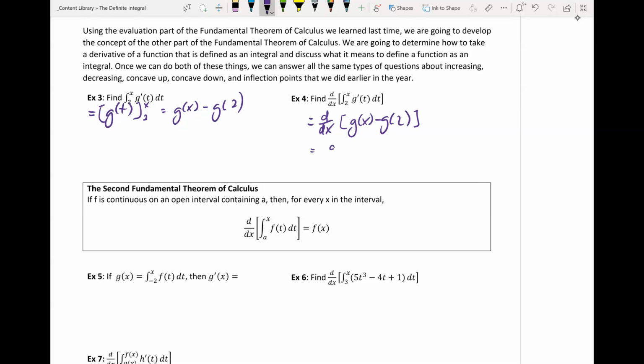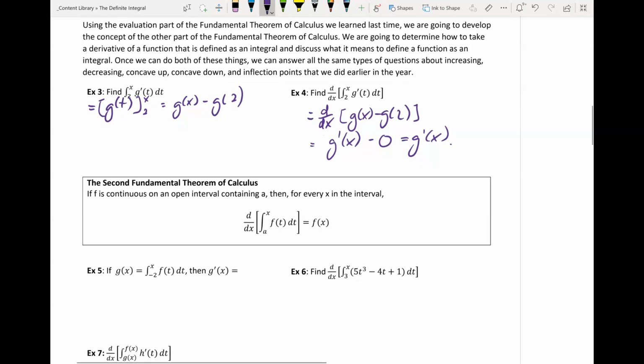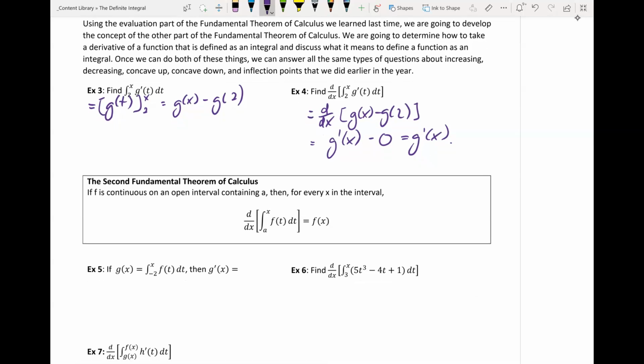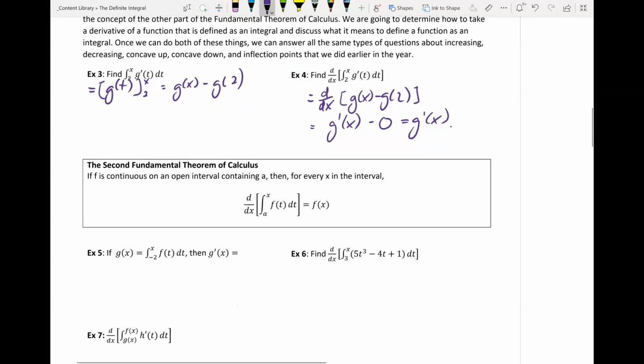So this is going to be g prime of x minus, this would just be a number because we're evaluating it, so it's going to be 0 once we take the derivative. So we're just left with g prime of x. With what we just did, we can create a second fundamental theorem of calculus.